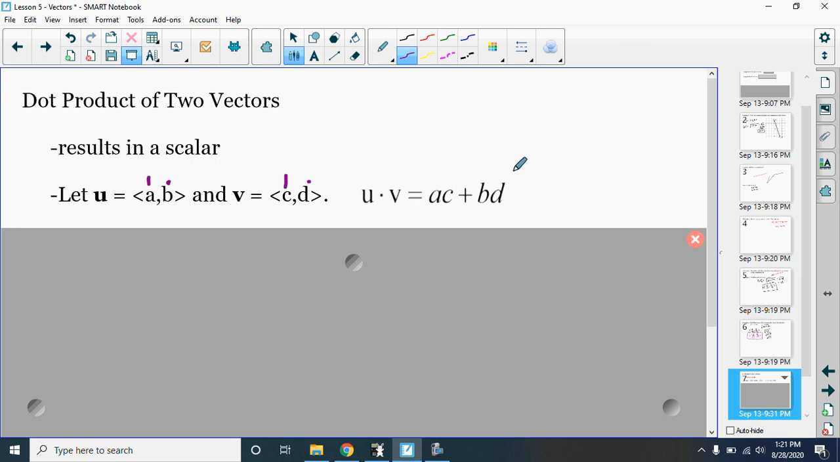Again, it's a scalar, so it has a magnitude. We don't need to worry about what direction it is. So it's just going to be a number. It's not going to be a vector. It's not going to look like this. So we're just going to have a number here.